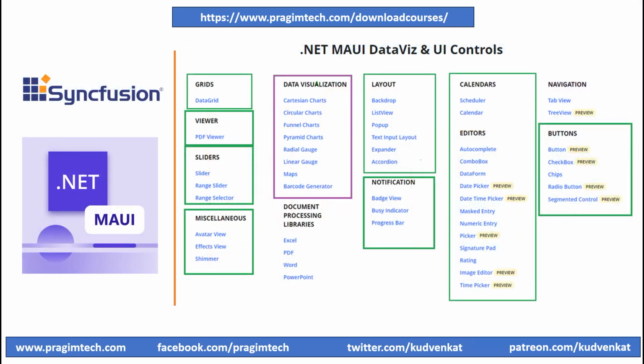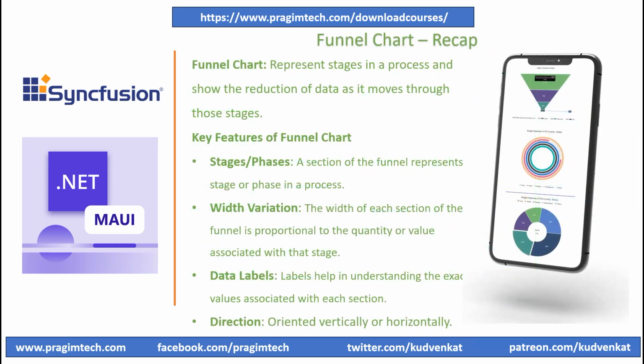Let's quickly review our previous session before we get started. In the previous session, we learned about the radial chart type from circular charts and funnel charts. We discussed various stages or phases of funnel charts and focused on width, data labels and directions of funnel charts. Please review the previous session before proceeding.